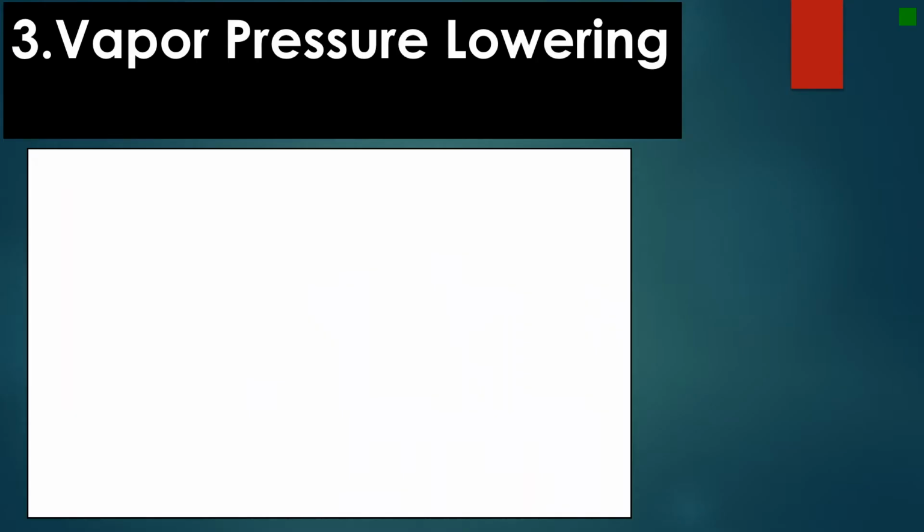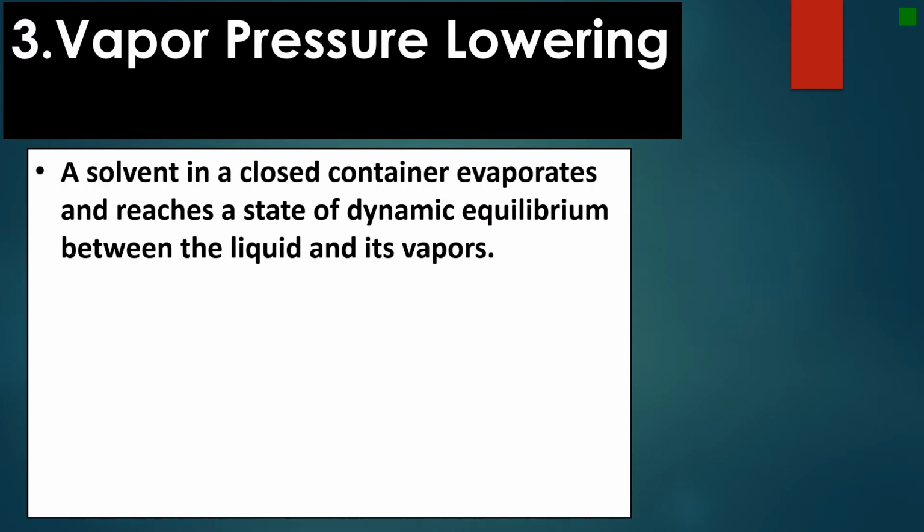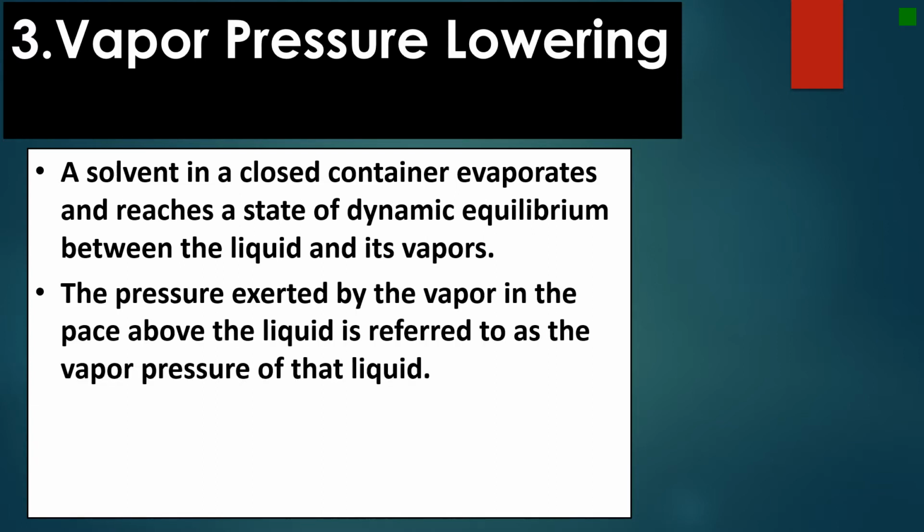To clarify more about the vapor pressure lowering concept, let's consider this situation. When a solvent is in a closed container and it's allowed to evaporate and reach a state of dynamic equilibrium between the liquid and its vapors, the pressure exerted by the vapor in the space above the liquid is referred to as the vapor pressure of that liquid.